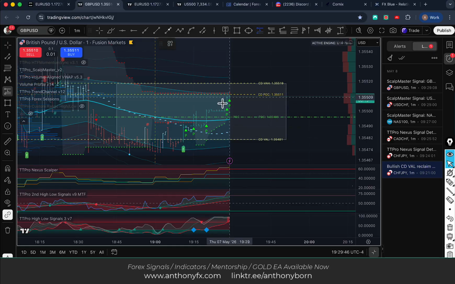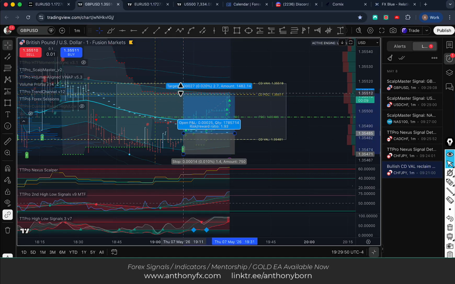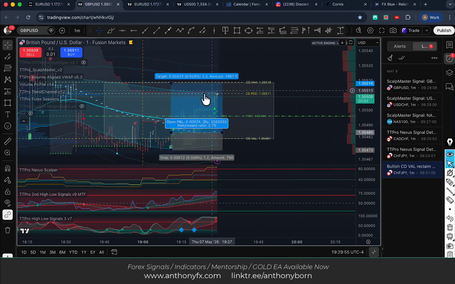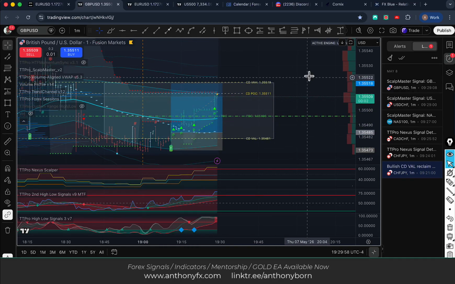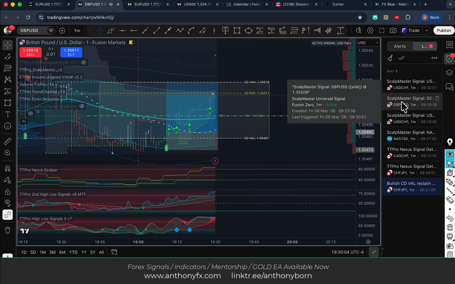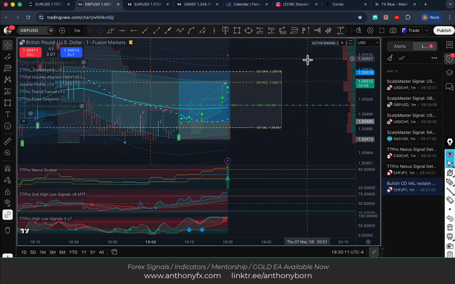So that would have been a perfect entry right here on that signal there. And then you're targeting up in here. Stop under there. See that? That's like nearly 3-hour target. That was a P Scalpmaster. Okay, I'm a bit behind the eight ball, unfortunately, with these. Never mind. Let's have a look at, that's pound dollar.